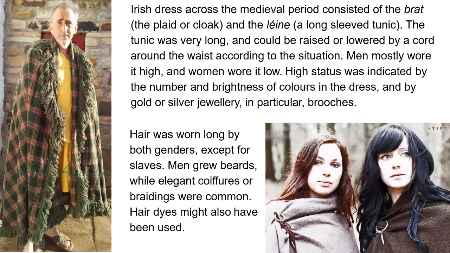So Irish dress across the medieval period consisted of the brat, which is the plaid or the cloak, which you can see in the picture on the left there, and the léine, which was worn underneath the brat, and it was a long sleeved tunic. And the tunic was very long. It could be raised or lowered by a cord around the waist, according to the situation.